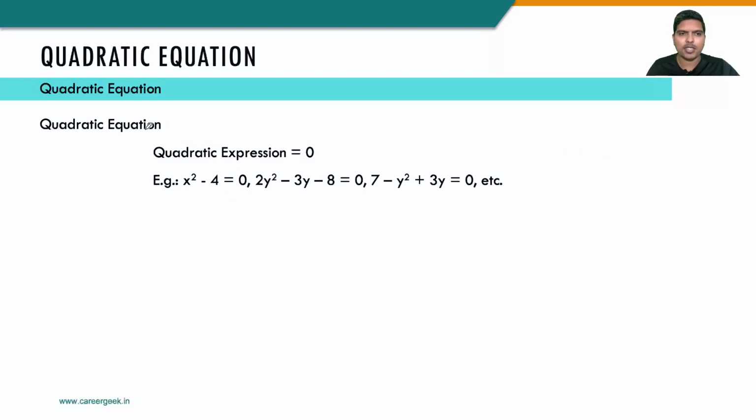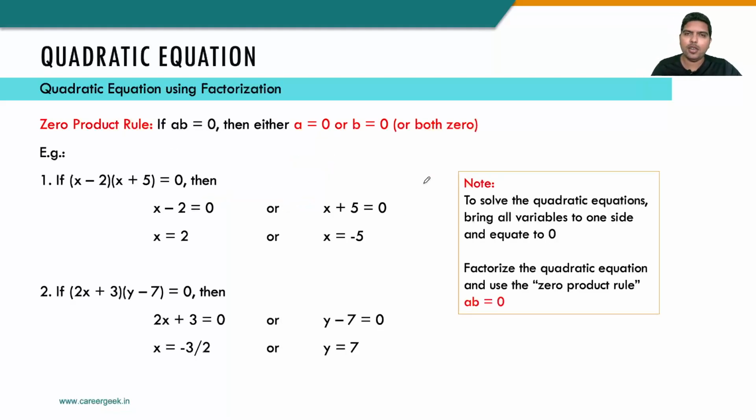What is an equation? You equate the expression to 0. There is an equal to sign. So all of these are examples of quadratic equations. To solve these quadratic equations, the first step is that you will factorize them. And step 2 is you equate them to 0 using this zero product rule. You can make a note of this.